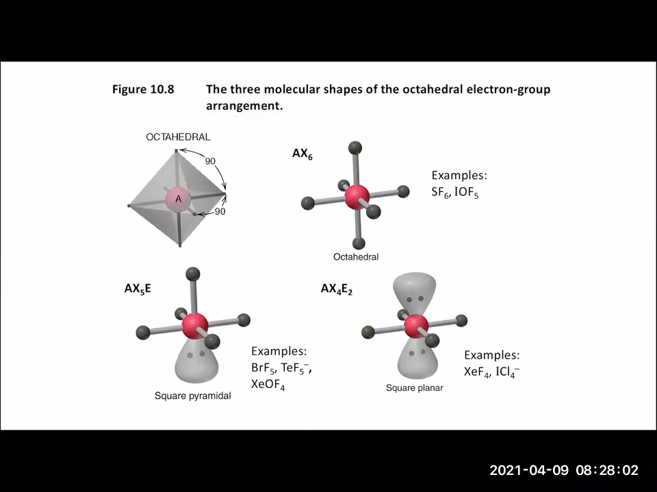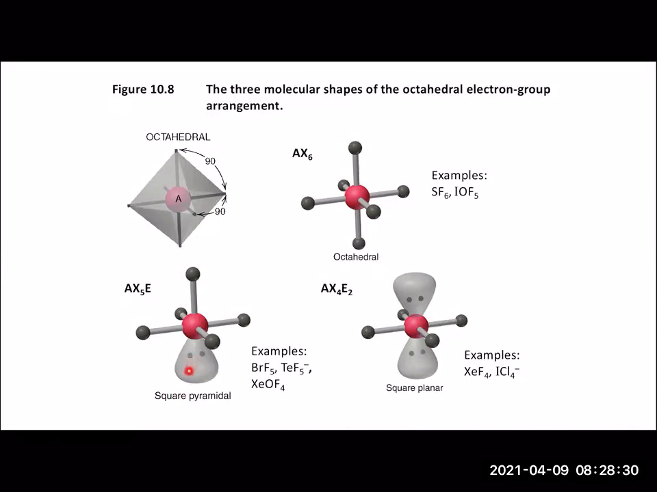And finally, looking at octahedral. In octahedral, remember they're all 90 degrees apart. I have 6 atoms or 6 bonds around the central atom. So this is an expanded octet. Ones that exhibit an octahedral setting is when I have 6 atoms around it. That could be SF6, IOF5. Those are a couple examples there.